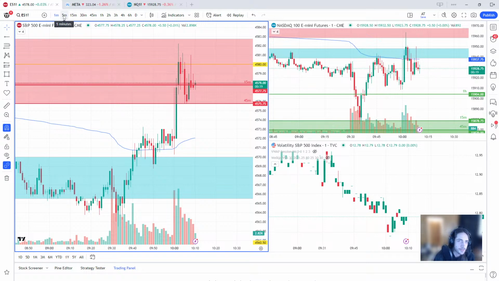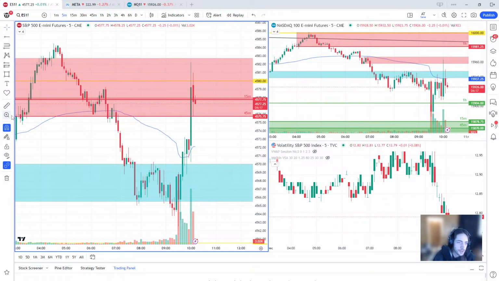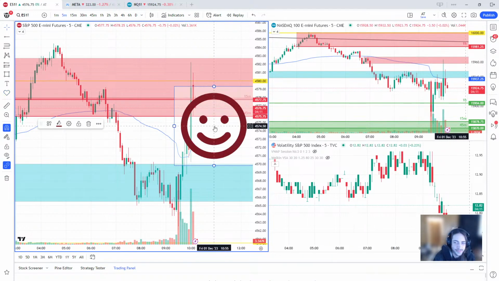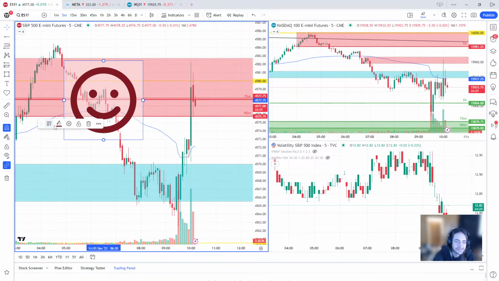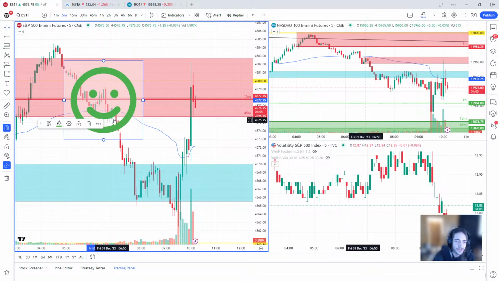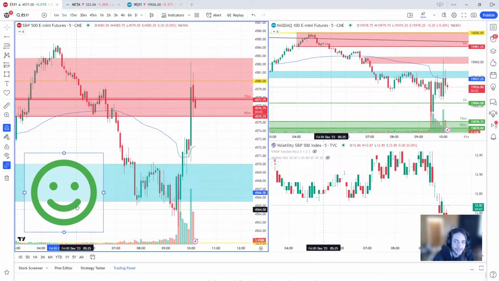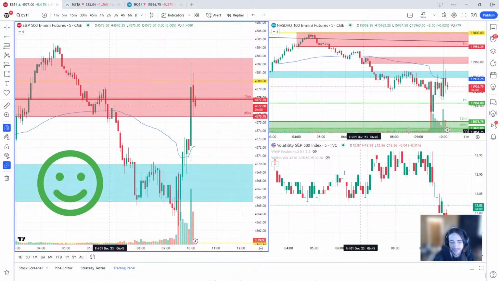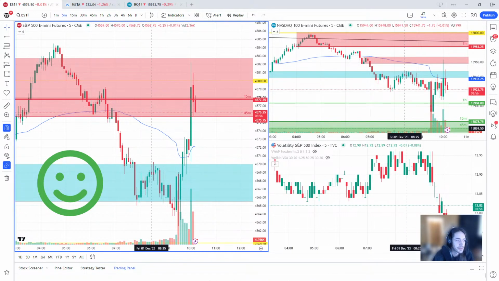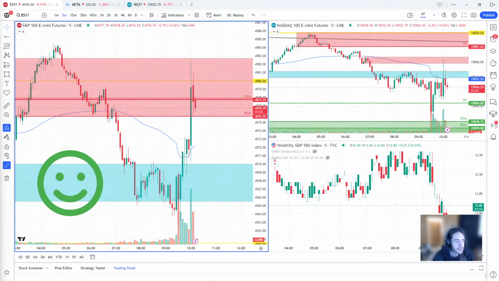Chop, chop, chop, chop, chop, chop, chop. It's the chop shop. Let's see what we got. Let's make it green. Yeah, I mean, it does look like there's a good spot for sellers. I'm not jumping in any trades right now.